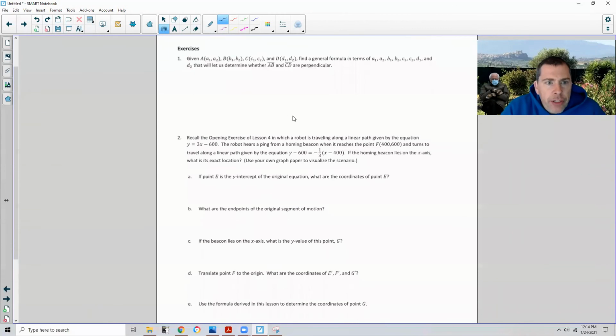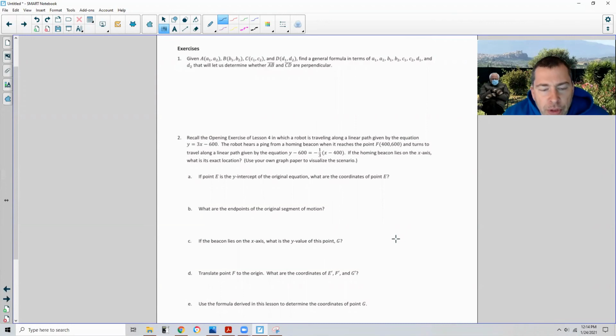Okay, page 2 brings us to exercise 1. It says, given a point A with coordinates A sub 1, A sub 2, point B, coordinates B sub 1, B sub 2, point C, coordinates C sub 1, C sub 2, and point D, coordinates D sub 1, D sub 2, find a general formula in terms of all of those sub 1, sub 2s that will let us determine whether AB and CD are perpendicular.